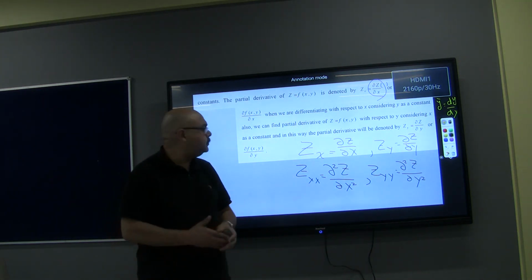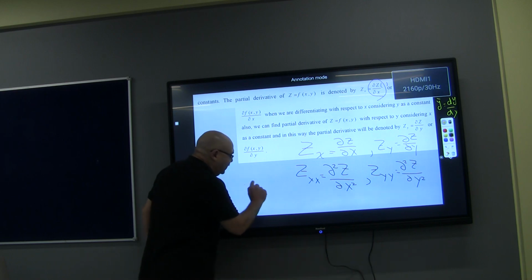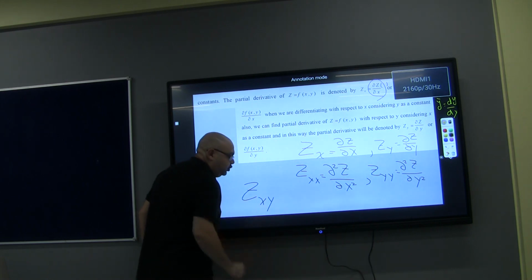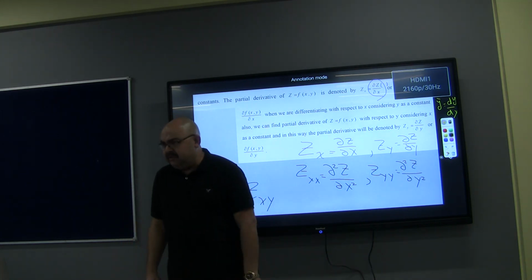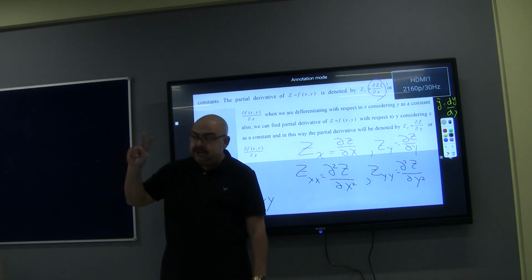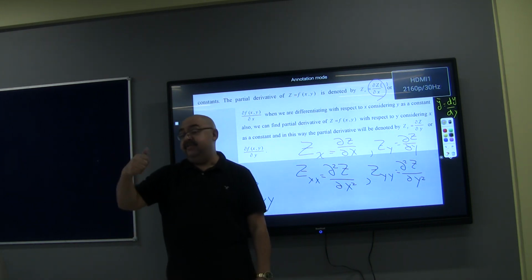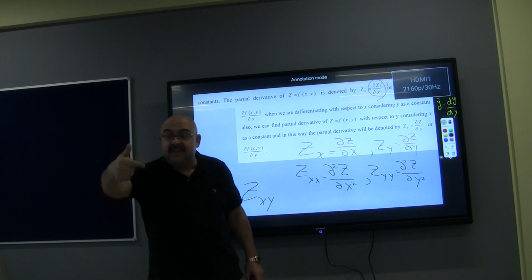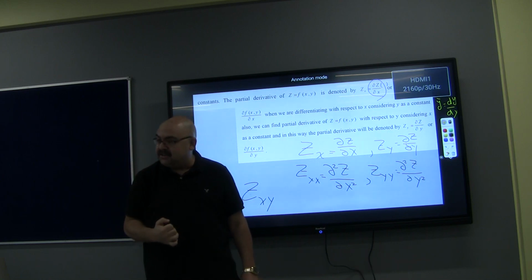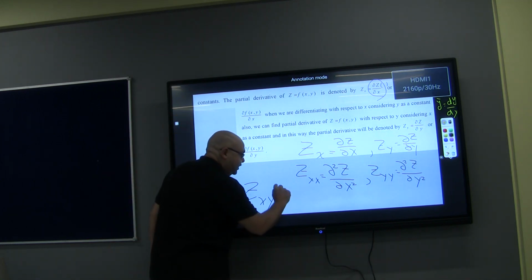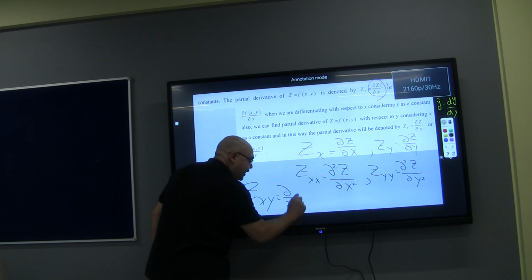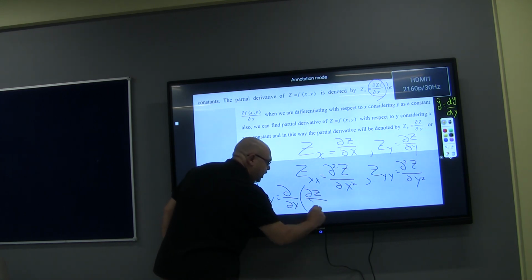Note that sometimes I have the mixed derivative of z of x and y. The mixed derivative means you will differentiate 2 times. The first with respect to y, then the second with respect to x. That means this equals partial x of partial z partial y.